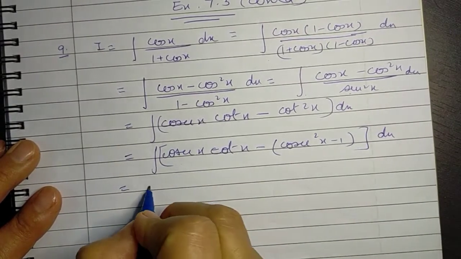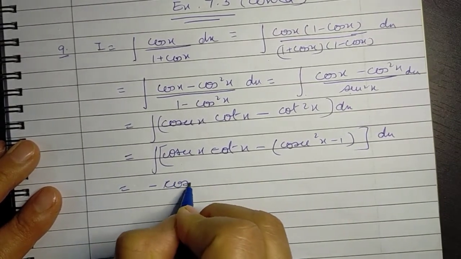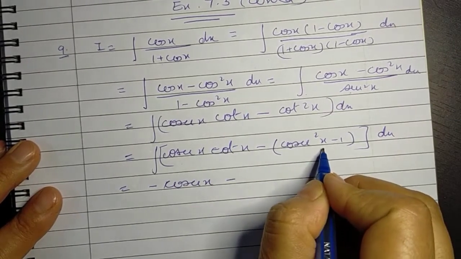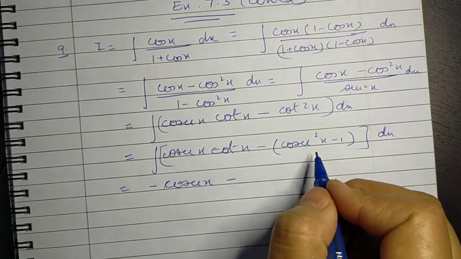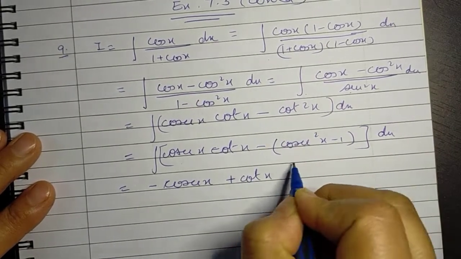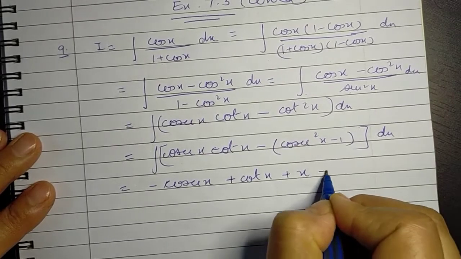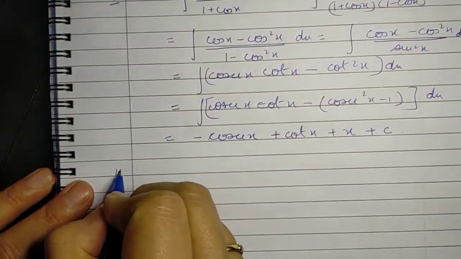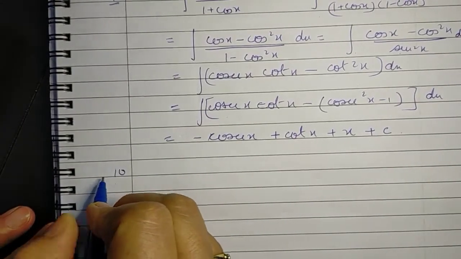Now we start writing the result. Integral of cosec x cot x is minus cosec x, minus integral of cosec squared x, which is minus cot x. So minus of minus is plus, so we get cot x. Minus of minus is plus x, plus a constant. This is the question.